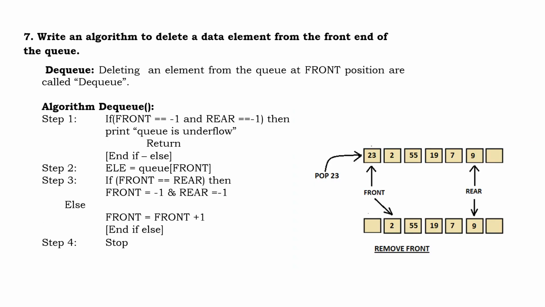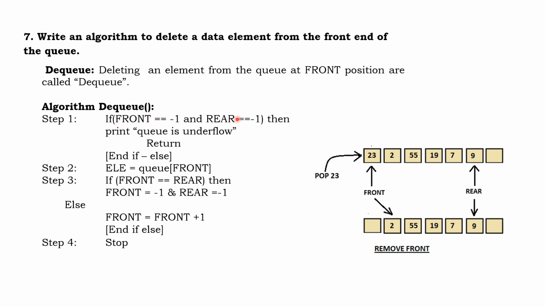Now we'll discuss the DQ operation. In the DQ operation, only the front pointer gets incremented, and the rear remains the same. So here we have taken one queue, in which rear is pointing to the 0, 1, 2, 3, 4, 5th position. The array size is 6. So here the position is 5.